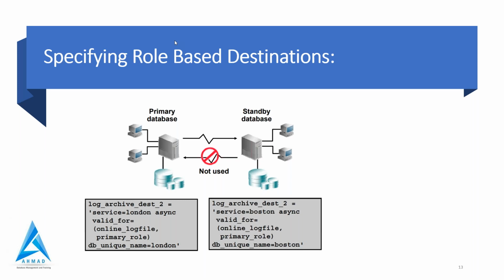Destinations 11 to 31 do not support the sync, archive, location, mandatory or alternate attributes, and cannot be specified as the target of the alternate attribute. So log archive dest 11 to 31 can only be used when the compatible parameter is 11.2 or higher. Okay, so please remember that.